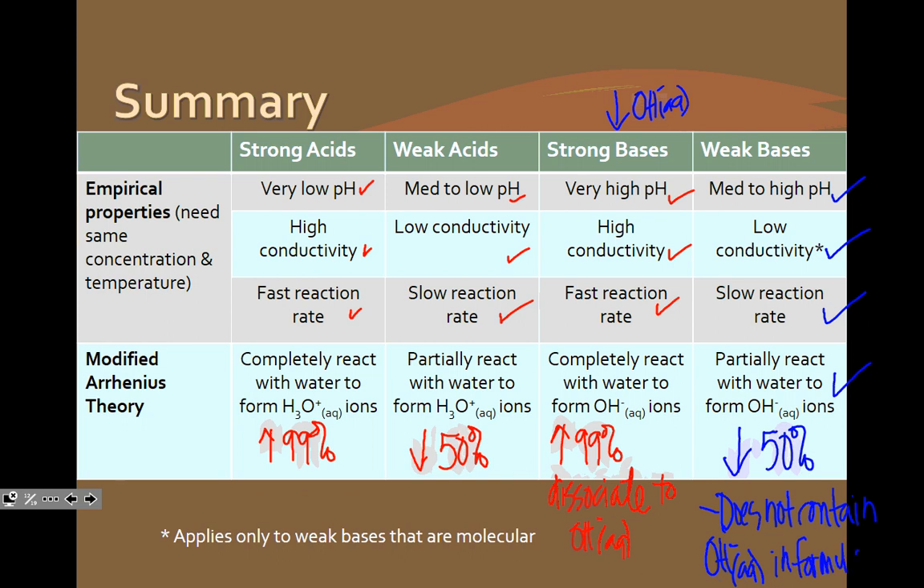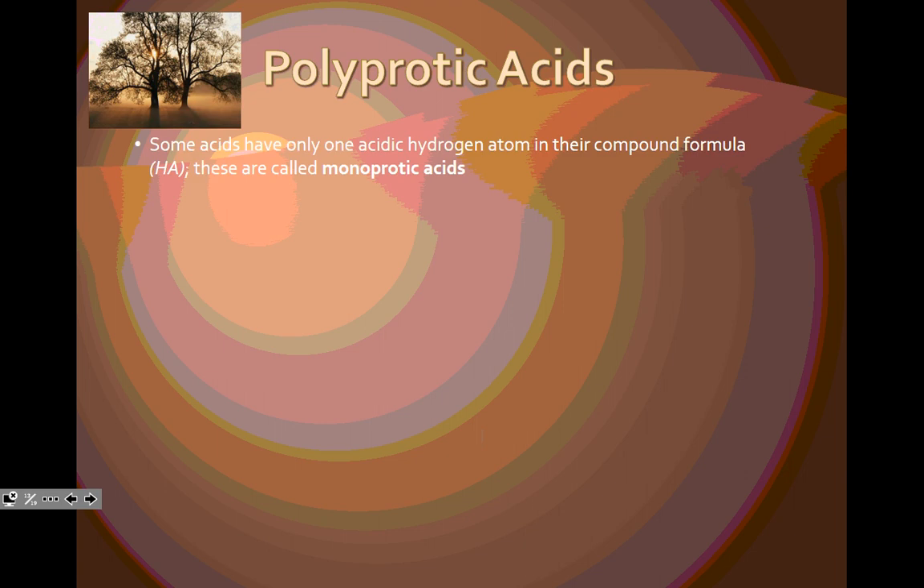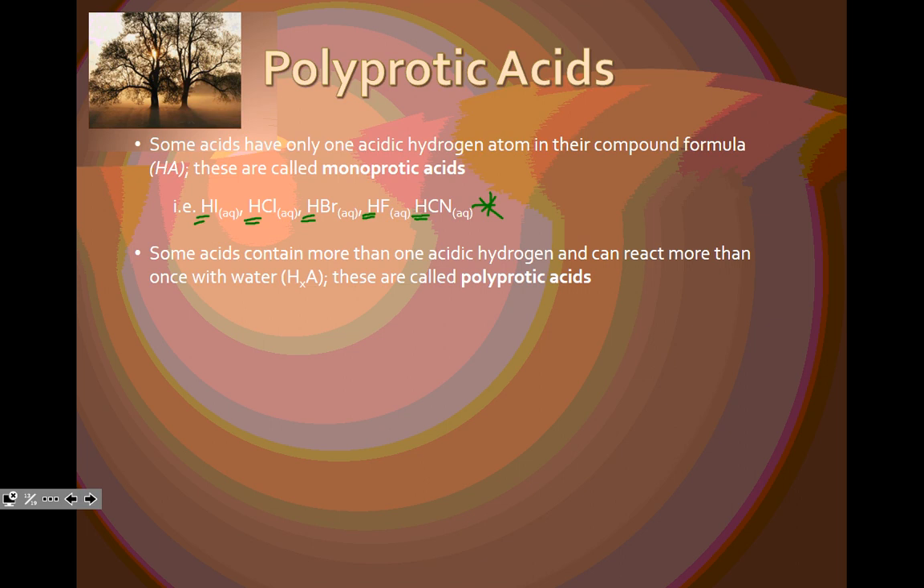Okay, so that's a pretty easy, I feel, understanding of a strong acid, strong base compared to a weak acid, weak base. So let's talk a little bit about polyprotic acids. Some acids only have one acidic hydrogen atom in their chemical formula. They're called monoprotic. These are examples of monoprotic acids. What that means is there's only one hydrogen. See that? There's only one hydrogen in each of these. Those are called monoprotic. They will only react once.